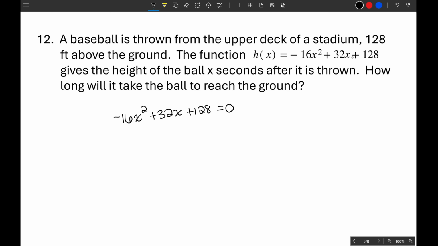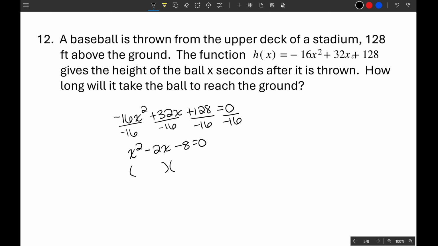Now this time I see that all 3 of my numbers will divide by the negative 16 again. So I'm going to go ahead and, instead of factoring it out, this time I'm going to go through and divide every term I have on both sides by negative 16. So that gives me x squared minus 2x minus 8 equals 0. This is what I meant last time on number 11 when I was talking about, instead of factoring out and then dividing, you could just divide it out from the get-go.